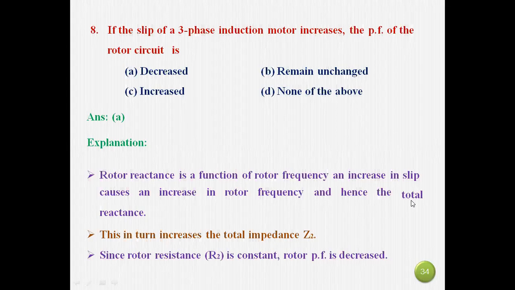And what is the formula for the impedance? Z2 equals R2 plus jX2. So if we are increasing the reactance, the impedance will get increased. So we can say, as we are keeping the rotor resistance fixed and constant, the rotor power factor will get decreased.